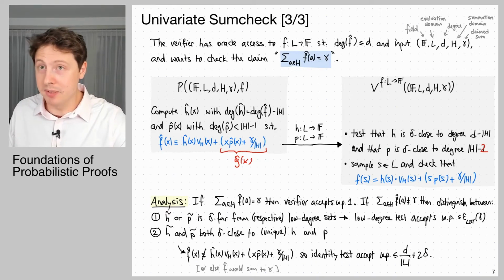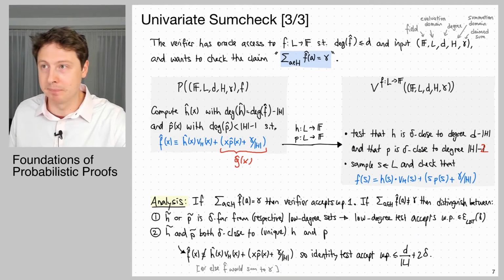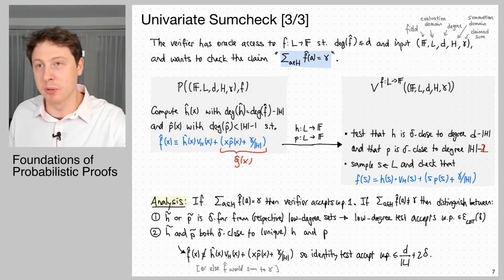Any questions about this univariate sum check? We are about to incorporate this into more protocols, and so it's good to be clear about it now.